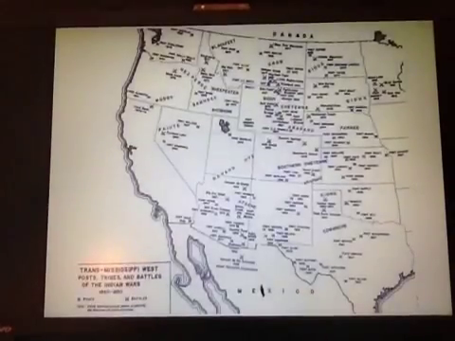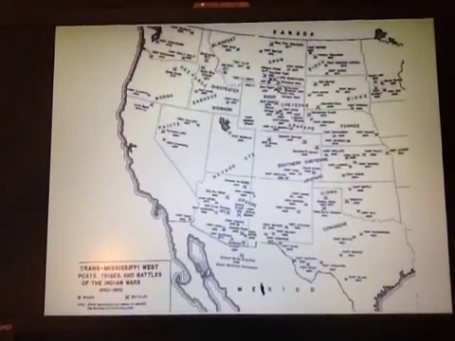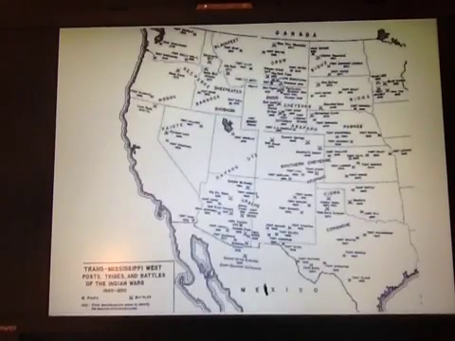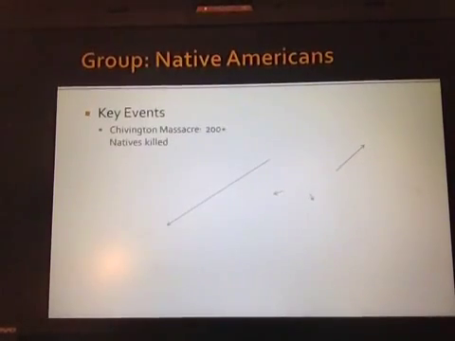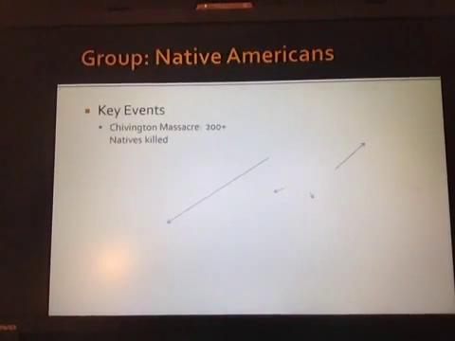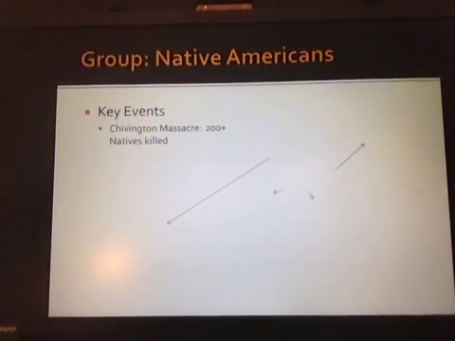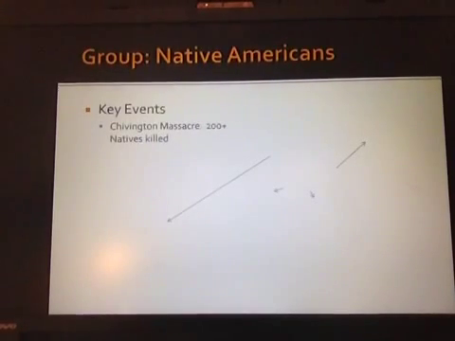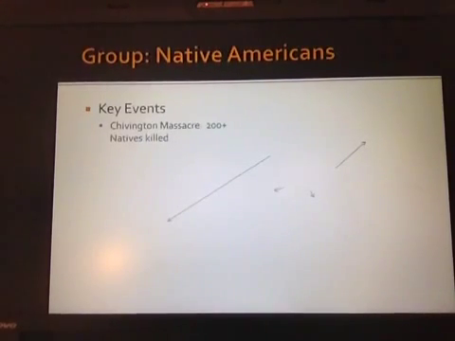All right, the first group we're looking at then is Native Americans. I've already shown you. Here's another more comprehensive map of all the different tribes that existed out in the Plains area. The key events that happened with Native Americans this time period include the Chivington Massacre. Let me talk a little bit about why the American military and the natives come into conflict with each other during this time period.